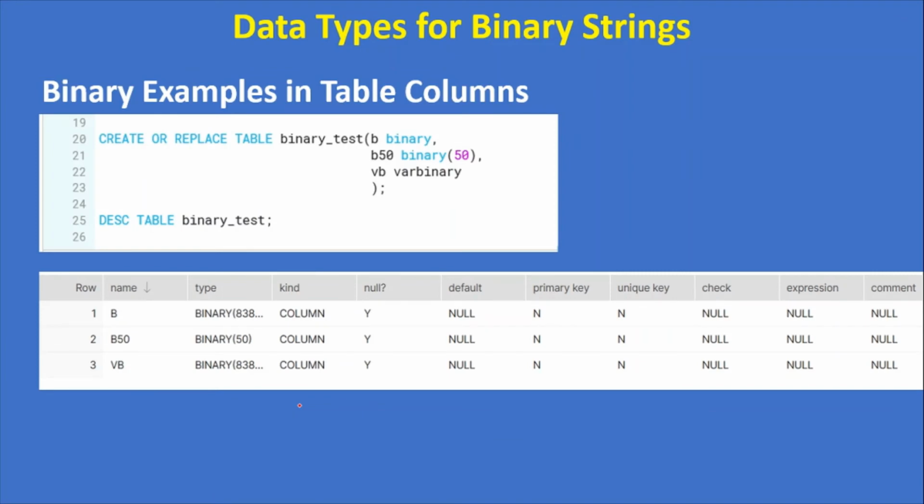Here I am going to show you the basic differences. I created the binary_test table, where B is binary, B50 is binary 50, and VB is varbinary. After creating the table, I used describe on the table name. You see the default size, and when I specify 50, it shows 50, otherwise 8 MB, because I didn't expand this one. Sorry for this one. Yeah, here is the default size.